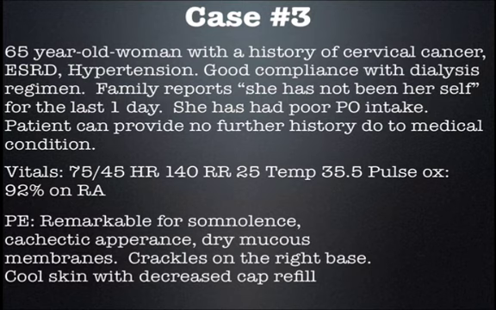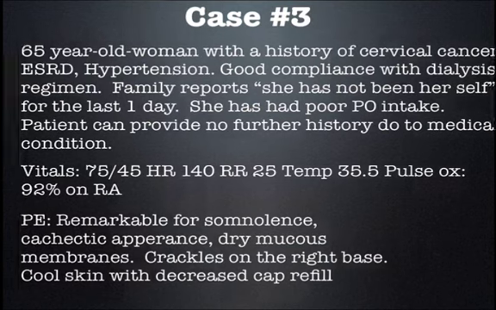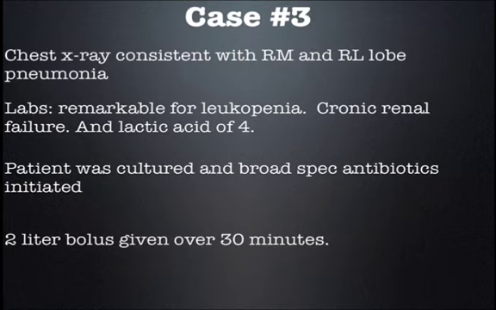Blood pressure is 75/45 with a heart rate of 140, respiratory rate 25, temperature 35.5, and a pulse oximetry of 92% on room air. Physical exam is remarkable for somnolence, cachectic appearance, dry mucous membranes, crackles on the right base, cool skin with a decreased cap refill. Now, chest x-ray is consistent with right middle and right lower lobe pneumonia.